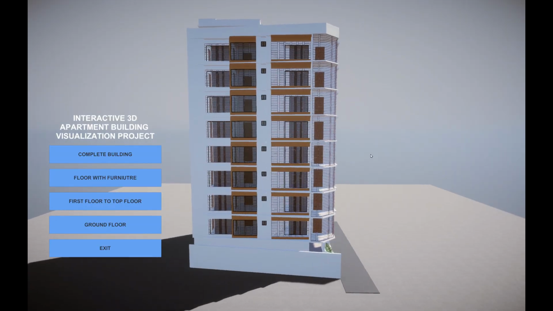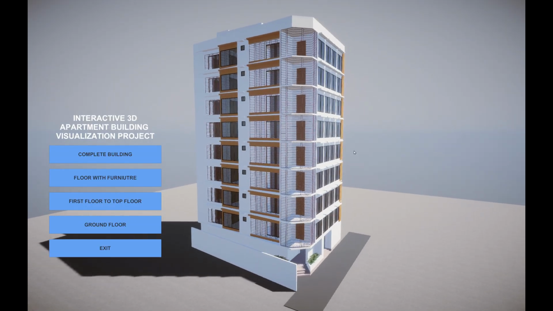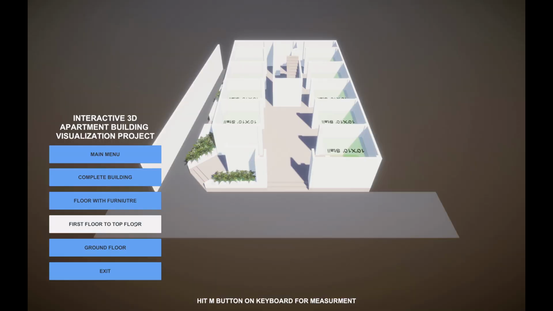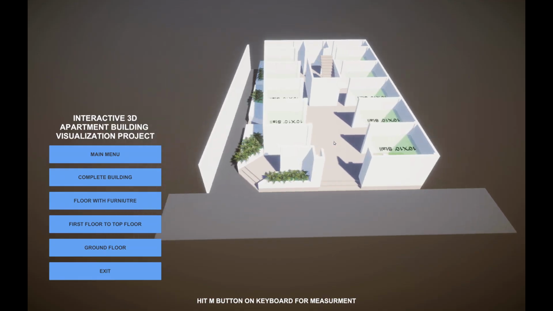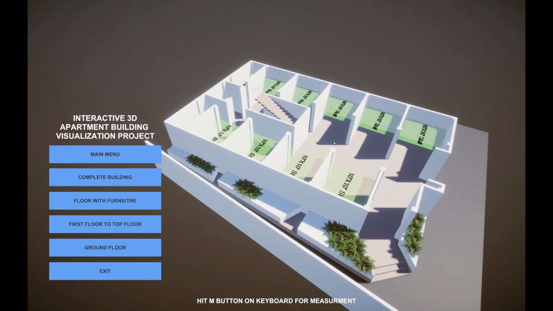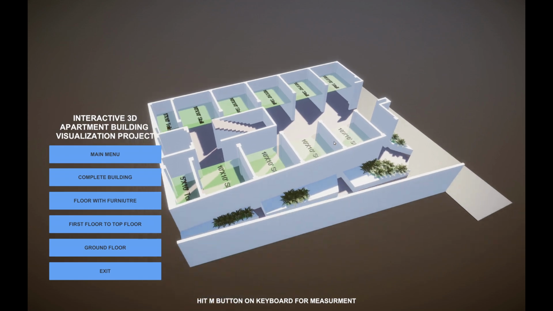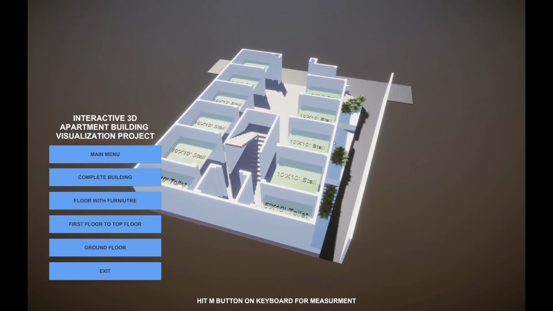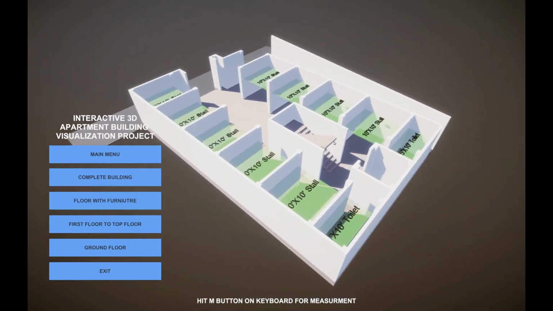Okay, so as you can see here, there is the ground floor. If I go to the ground floor, then the view changes, and you can see the building showing the ground floor. And by the way, you can move the camera with the WASD keys, like in an RTS game, and you can zoom in, zoom out, and all that.